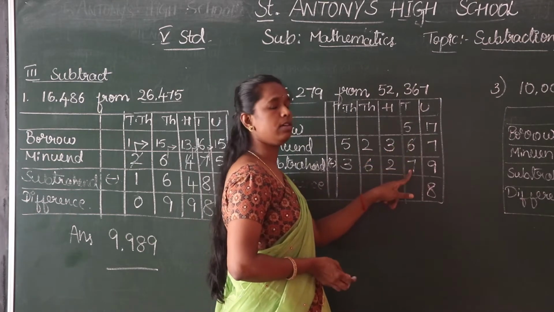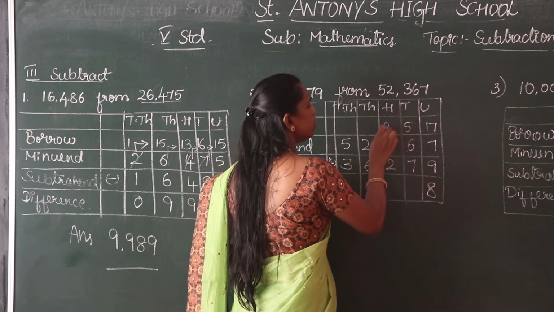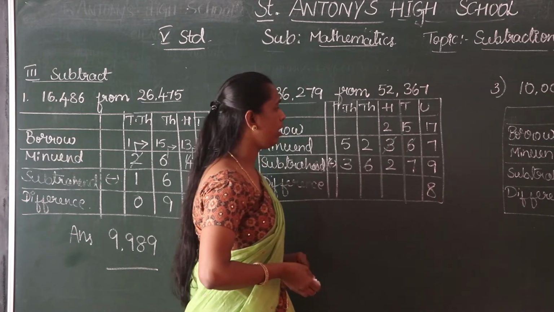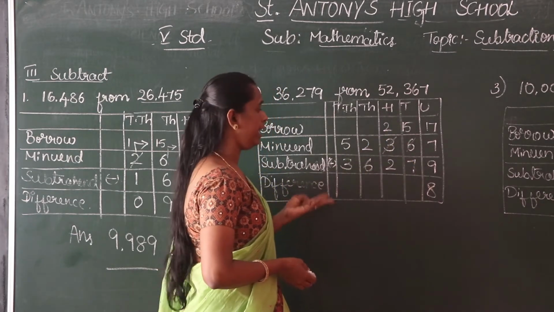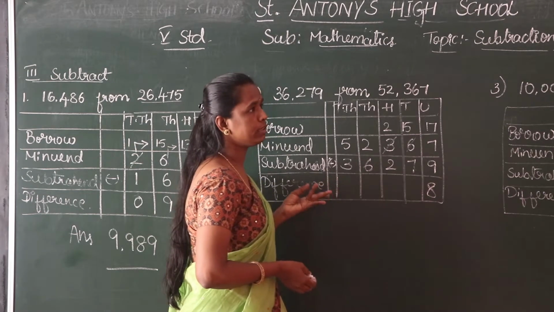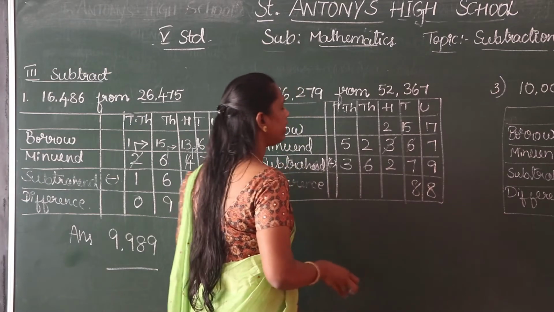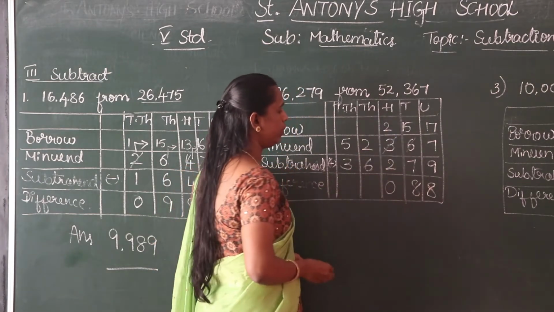5 minus 7 is also not possible. Take a borrow from the hundreds place. This 3 becomes 2 and this 5 becomes 15. 15 minus 7: again you have to count from 7 to 15. Count children: 8, 9, 10, 11, 12, 13, 14, 15. Again it becomes 8. Then 2 minus 2 becomes 0.